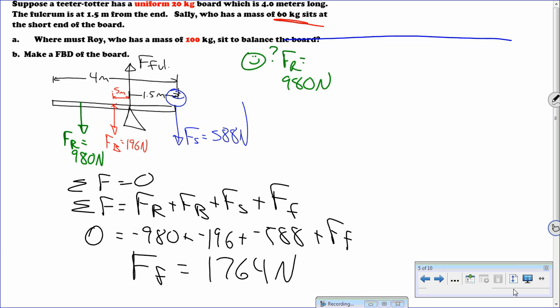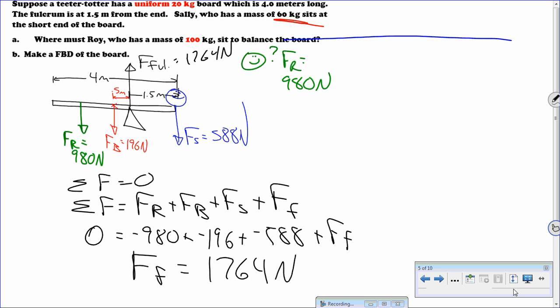All right, so is everybody good with that? Okay, so cool. Let's put that in our drawing. 1764 newtons. All right, cool. So now the other thing I need to know is where Roy is going to go, right?